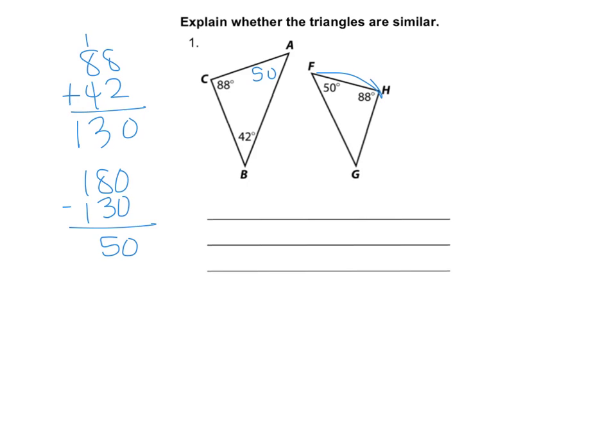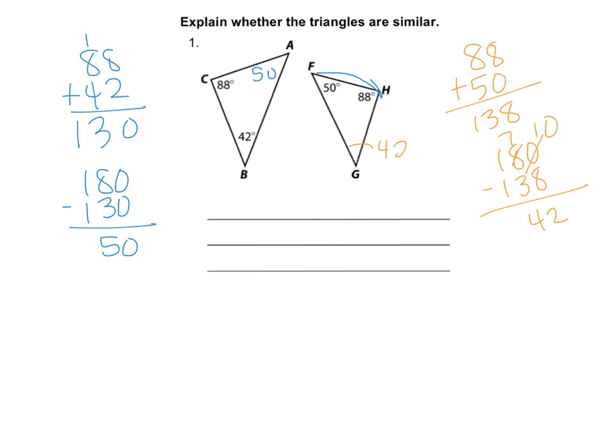I'm going to have to check the second triangle, so I'm going to look at 88 plus 50. How much is that? 138. What should you do last? Subtract it from 180. And does anybody know what 180 minus 138 is? 52. Okay, remember you have to borrow. Oh, wait, 42. All right, great. So this angle is 42.